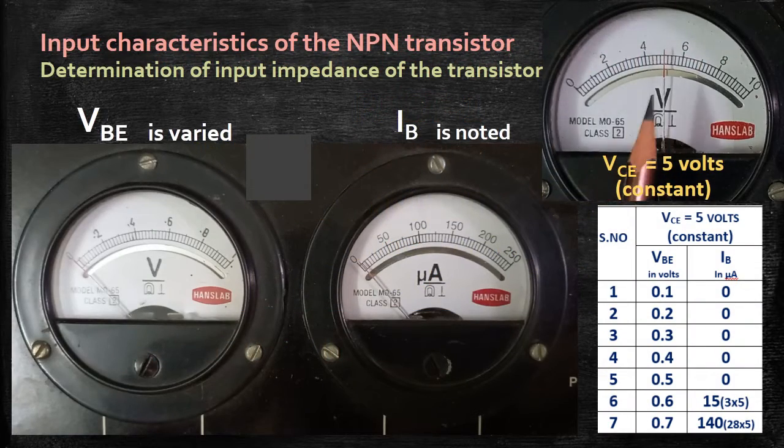Here, look at the voltmeter. This is the voltmeter. That one measures the voltage across collector and emitter. There, the value of VCE is kept constant at 5 volt. Don't forget this. Throughout the experiment, the VCE value should not be altered.